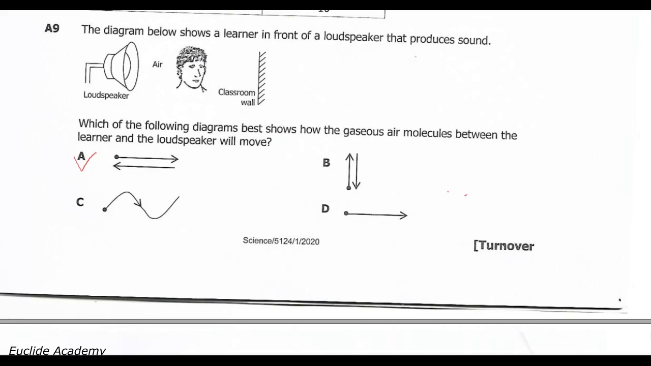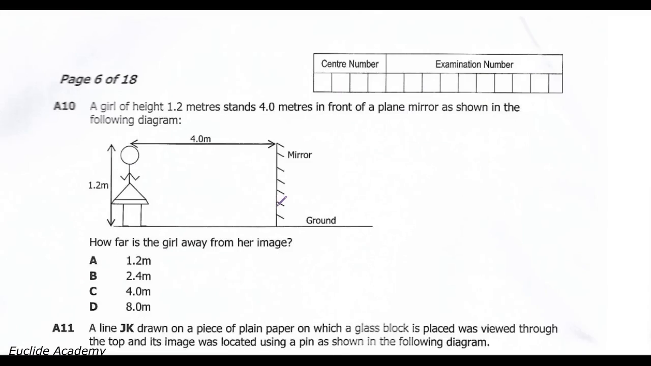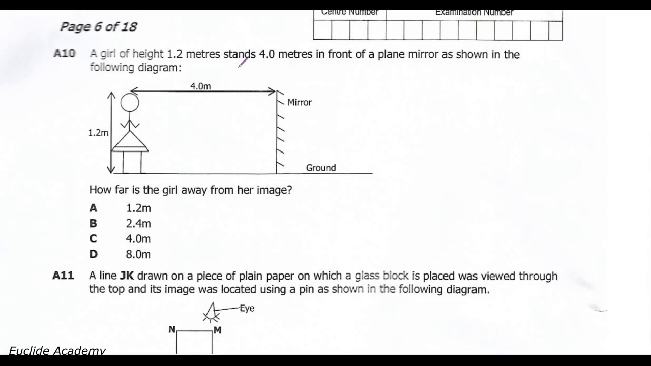So let's jump to question 10. A girl of height 1.2 meters stands 4.0 meters in front of the plane mirror as shown in the following diagram. So I've got the girl of 1.2 meters and the distance from here is 4 meters. That is the mirror and the ground. How far is the girl away from her image?